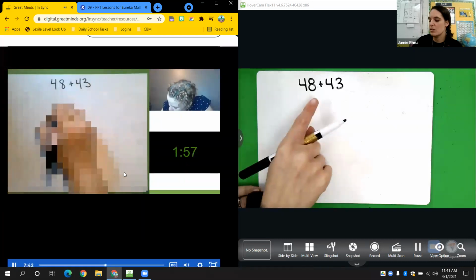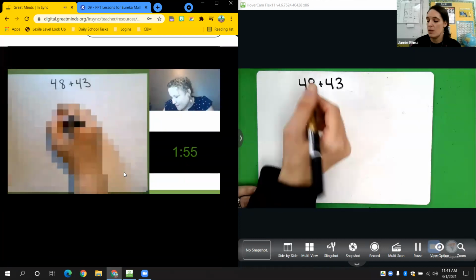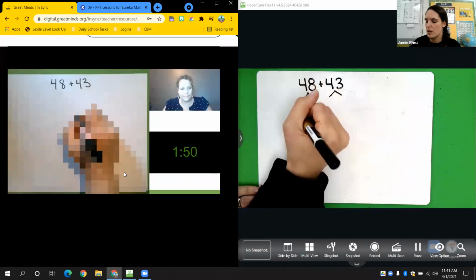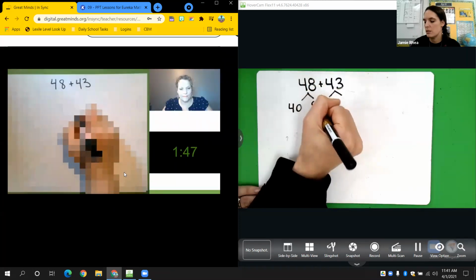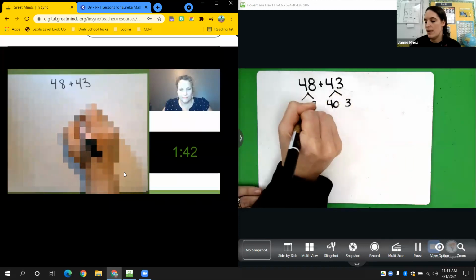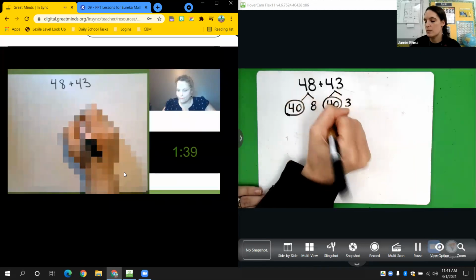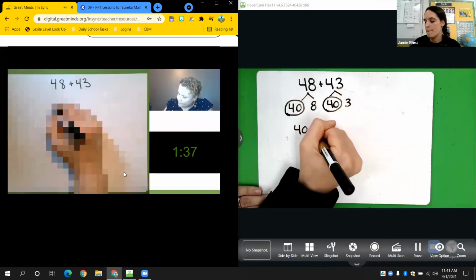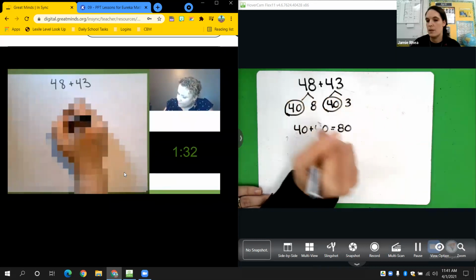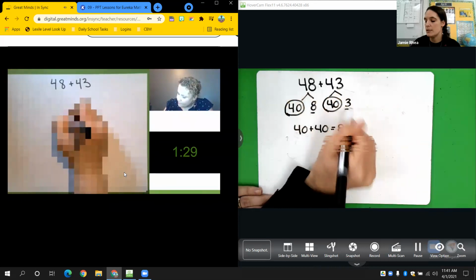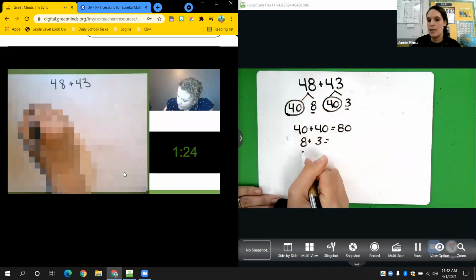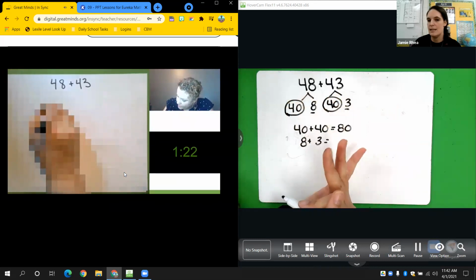Okay, so let's look. We can do the same thing we did last time and break it into tens and ones. If you don't want to do it that way, that's okay. You can do it a different way. So I like to do it this way. And I'm going to add my tens places. 40 plus 40 equals 80. Then I'm going to come back and add my ones place. 8 plus 3. I know, 8, 9, 10, 11.